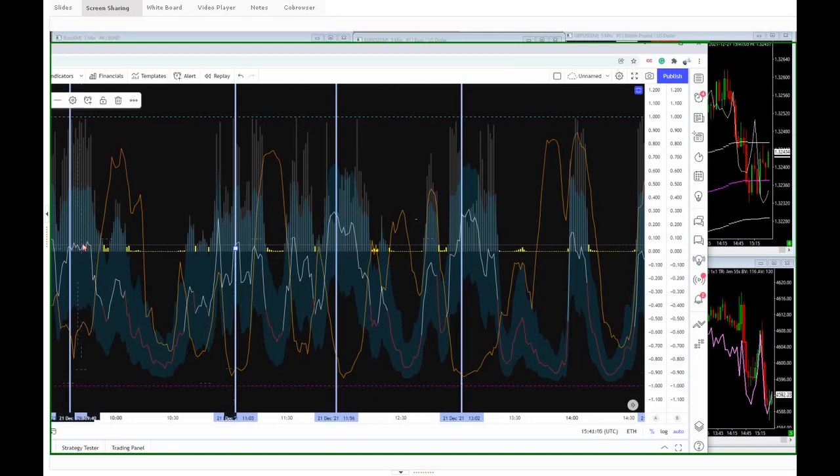The orange line is at the low, the white line goes above the zero. This repeats on several occasions.